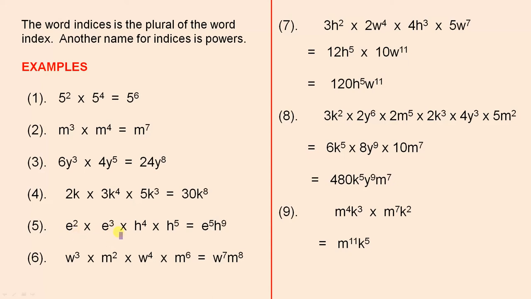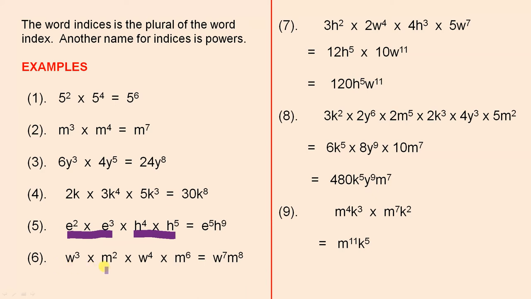Now we can have a string here with different letters. That's no problem. So let's see how we attack this one. E squared times e to the power of 3. We can group those together because the bases are the same. That gives you e to the power of 5. So that's that part. Over here, the bases are the same, so we can group those together. So that gives you h to the power of 9. So it's e to the power of 5, h to the power of 9, and they're multiplied together.